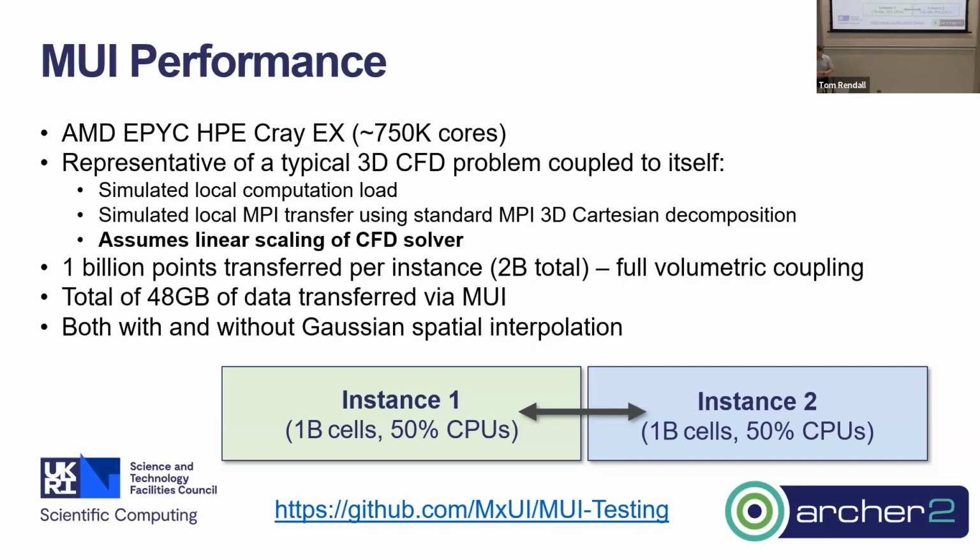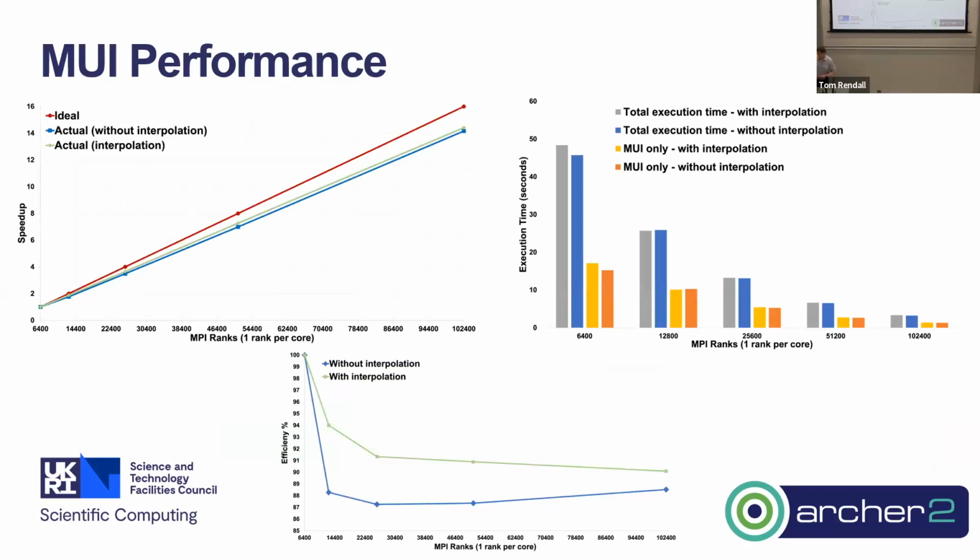So we're transferring 1 billion points between two instances, so 2 billion in total. So this might be an example of an extreme full volumetric coupling. And that's a total of 48 gigs of data transferred. So it's a big problem. And we're looking with and without, in this case, a simple Gaussian interpolation applied at each of the points, just to show how the scaling is affected by introducing some computation through the library. And those are the results. So I don't know how well everybody can see them, but in effect, the line is the important one.